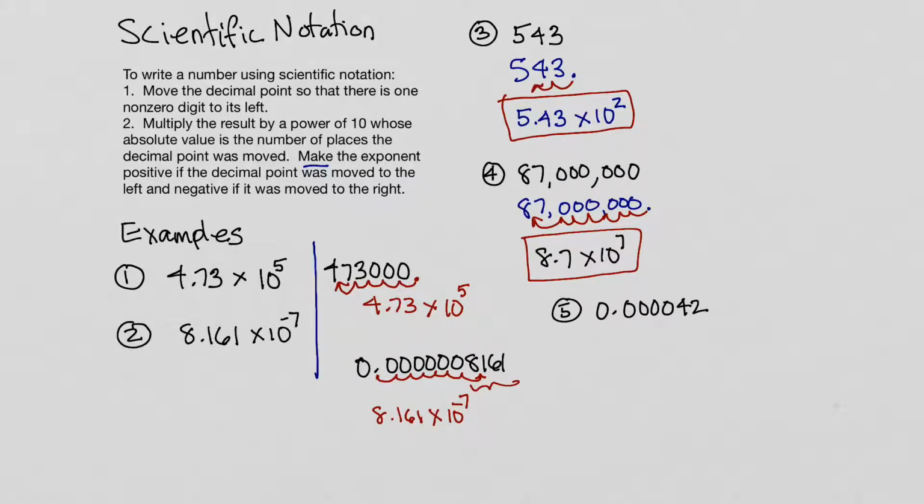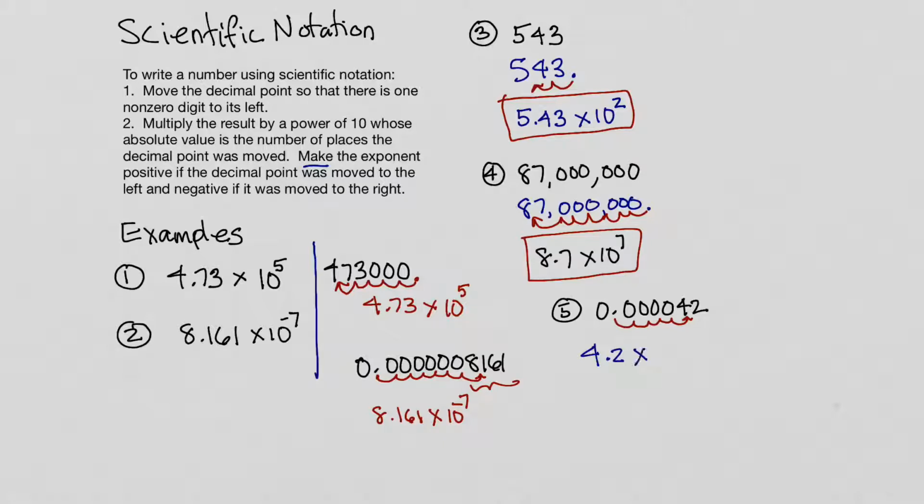In problem number 5, we've got this small number. So there already is a decimal point here. So we're just going to move this decimal point 1, 2, 3, 4, 5, right? We're going to move it 5 places to the right. If we move it 5 places to the right, right here, there will be just the 4 to the left. That's a non-zero digit. So we'll have one non-zero digit to the left.